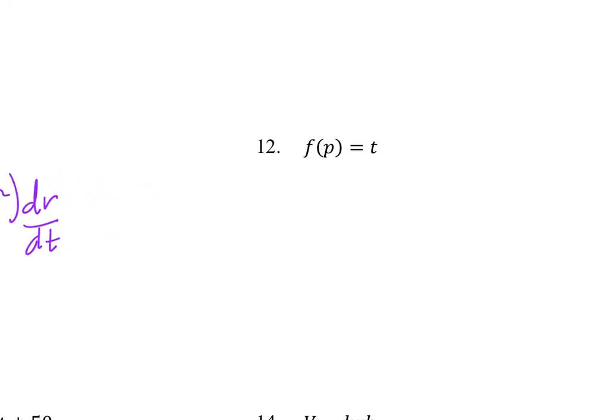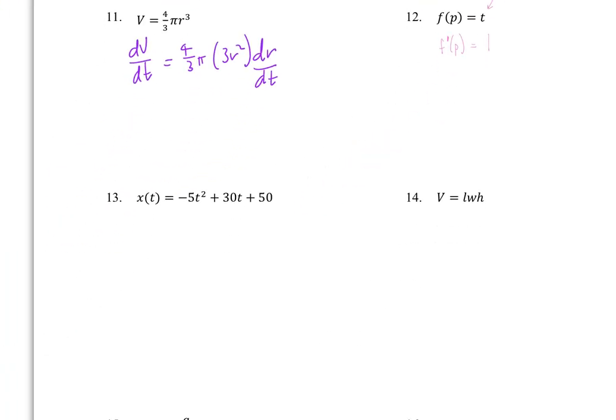Now, number 12 I actually like because there's actually a t in here. So I'm doing the derivative of this side, which is f prime of p. The derivative of t is 1. Now, I suppose I could write dt dt, but that doesn't mean anything. It equals 1, so I'm not going to. So then continuing, these have t's in them. I don't need to write the dt dt's on those. So x prime of t is going to be negative 10t plus 30.